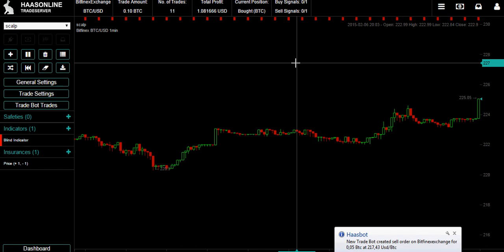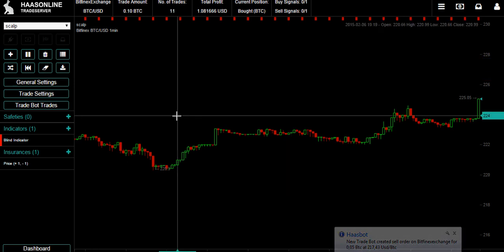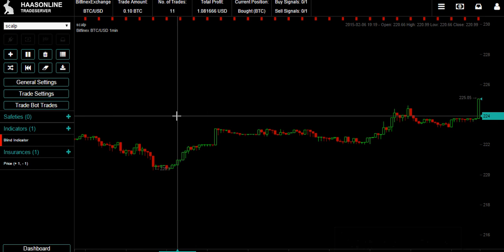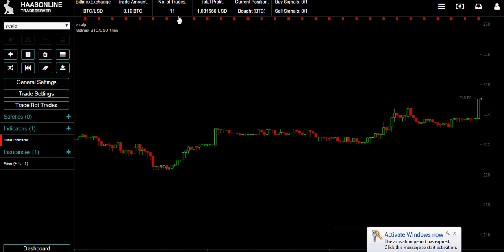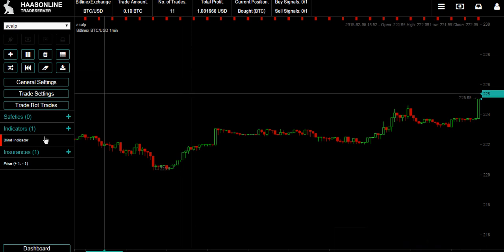Okay, let's take a look at the Haasbot 2.0. And we're inside one of the bots that we've already set up. It's been going a little bit. As you see, there's a small amount of profit, 11 trades, dollar profit, and a pretty low trade amount, 0.1 BTC. This is just an example of what you could do.